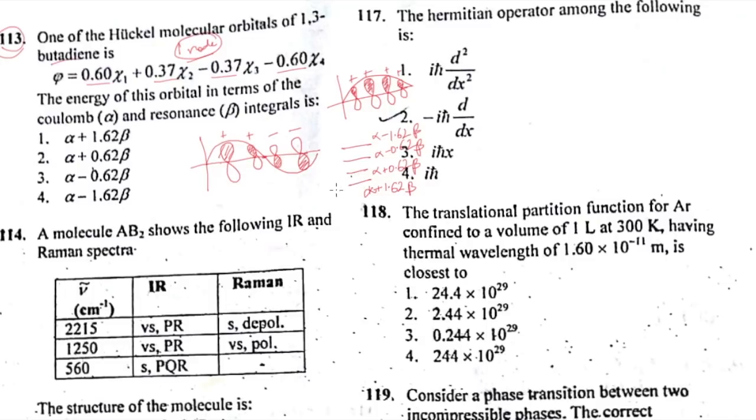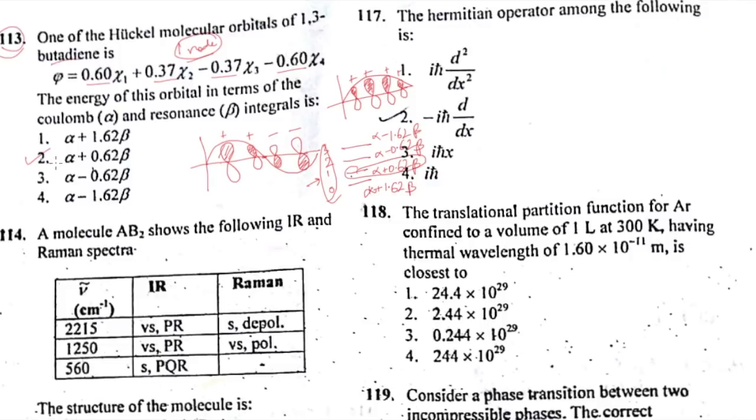Now, how many nodes for each? For the first energy level you have zero nodes, then one node, then two nodes, and three nodes. That is what you have also studied in your pericyclic chemistry. So one node is present in this one. The energy of this particular orbital will be alpha plus 0.62 beta.